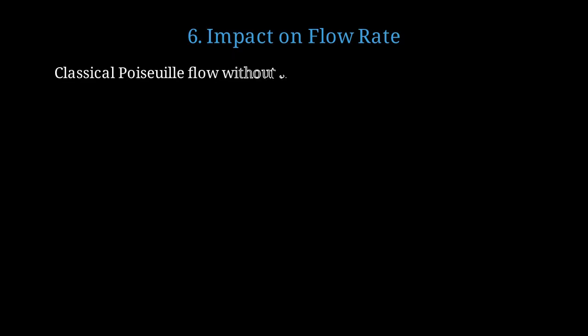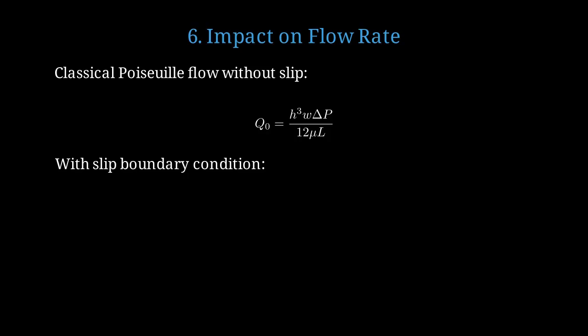In classical fluid mechanics, the Poiseuille equation tells us the flow rate through a channel without slip. The classical flow rate Q0 equals h cubed times width w times pressure difference divided by 12 mu L, where h is height, mu is viscosity, and L is length. Now let's see what happens when we include the slip boundary condition. The flow rate with slip equals the classical flow rate times 1 plus 6 b over h. This is the key equation showing slip enhancement.